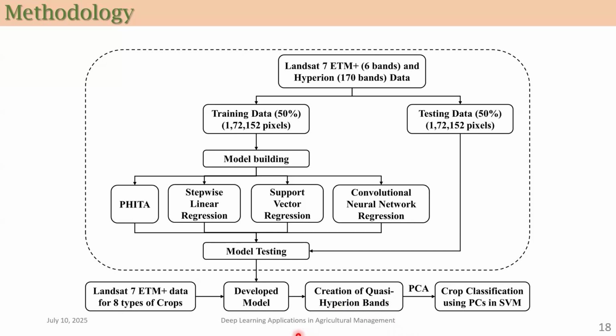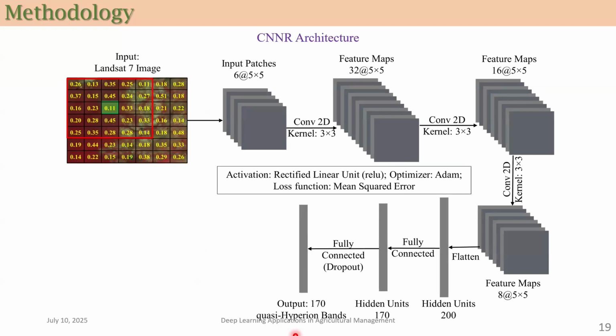So there are two things that we are trying to do here. First of all, what kind of convolution network architecture is good. Second, once we generate the data, how well it does as far as crop classification is concerned. So this is a typical CNNR or convolution neural network regression approach. As you can make out, we provide 6-band Landsat ETM data as input, and we generate 170-band Hyperion data as output.